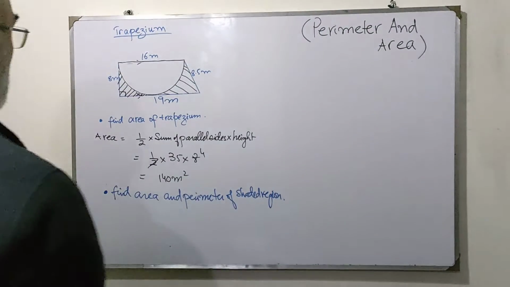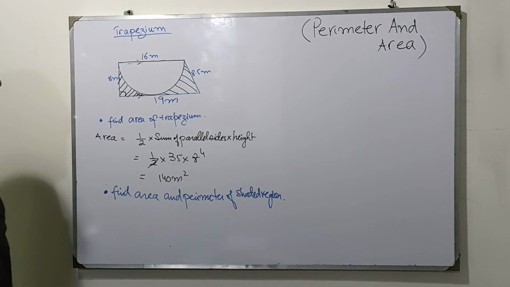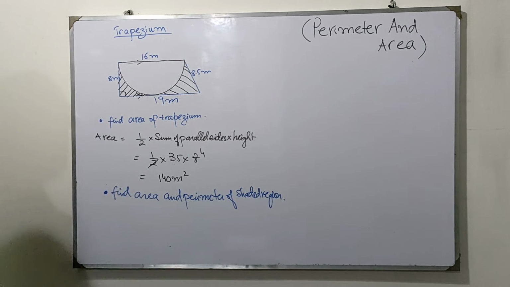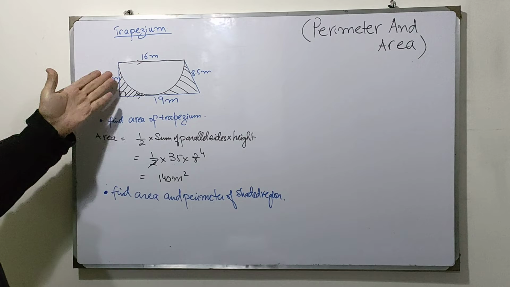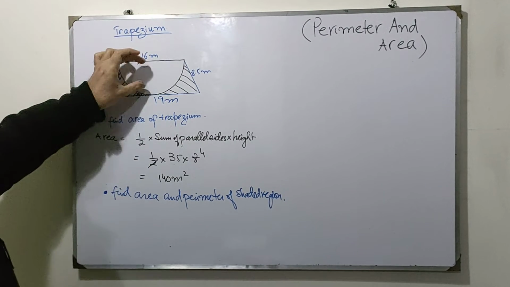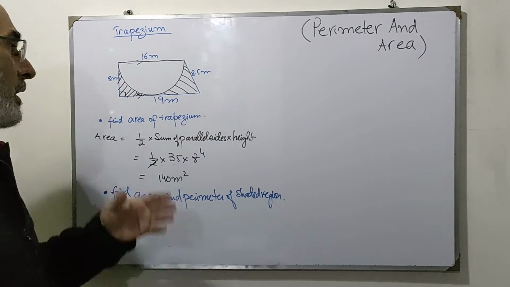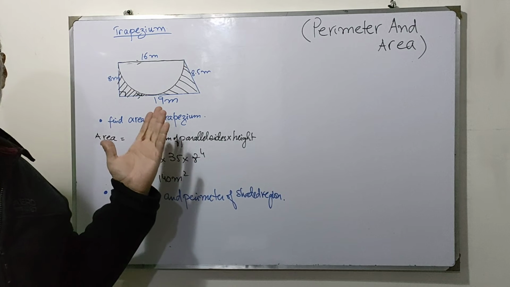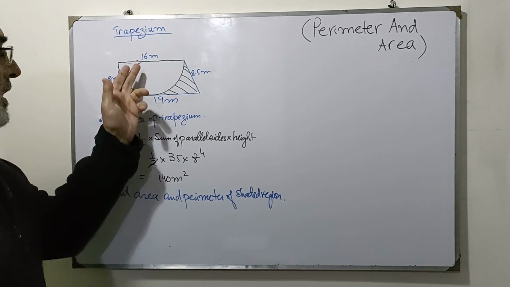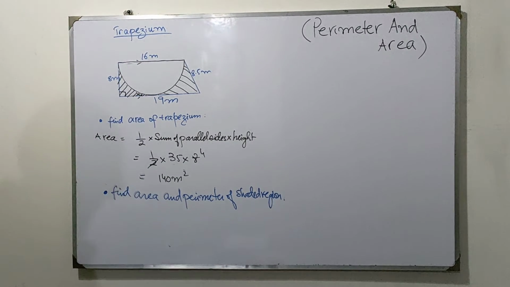Okay, we have a trapezium. Now within that trapezium we have a semicircle. And what do we have to do? Find the area and the perimeter of the shaded region. Okay, I have already calculated the area of the trapezium, and if I calculate the area of the semicircle and subtract both, what am I going to get? Area of the shaded region, right? So what I have to calculate is the area of the semicircle.